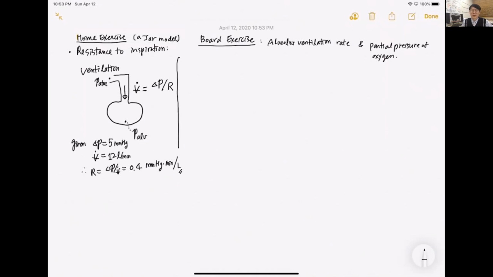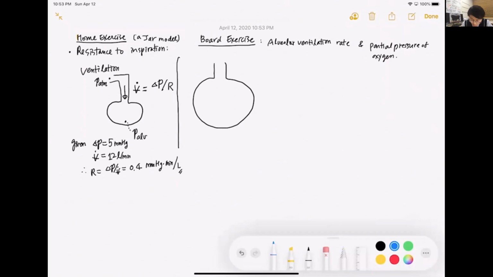For this, we will again define our system and system boundary using this alveolar jar model. First of all, it's important to make a system and also the dead space. So this is the airway and this is the whole alveolar space. So let's define an open system with this blue dotted curve. So this is our system.